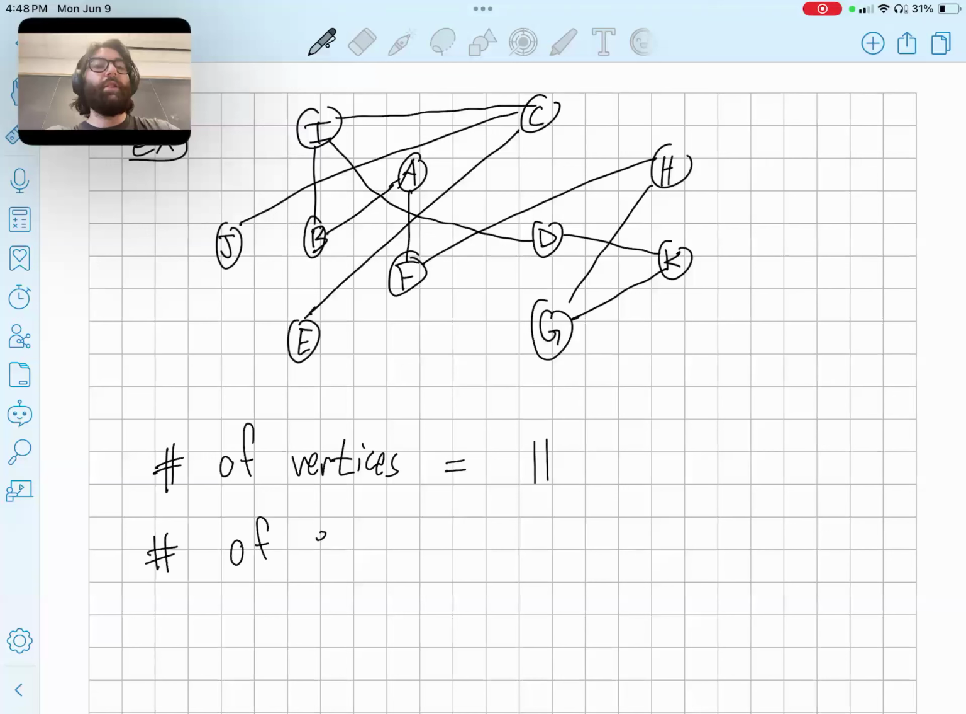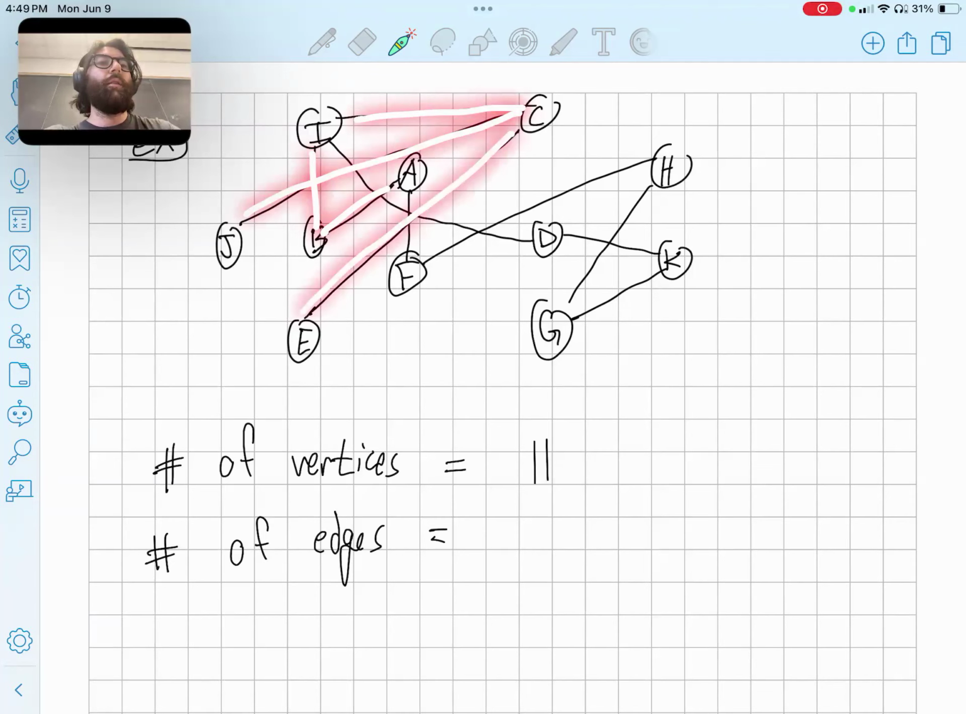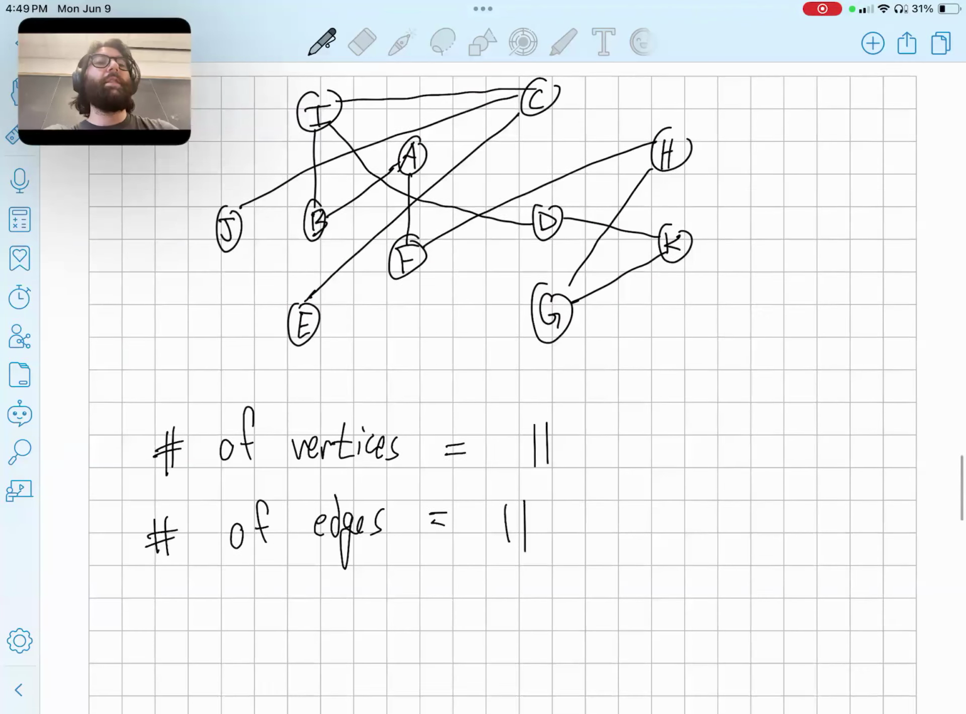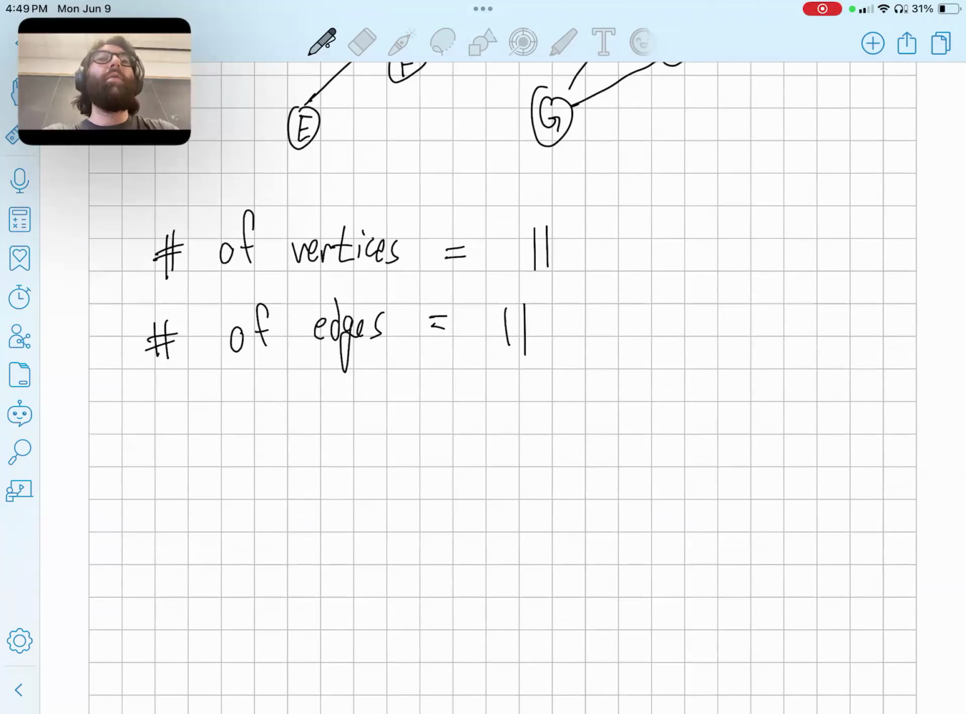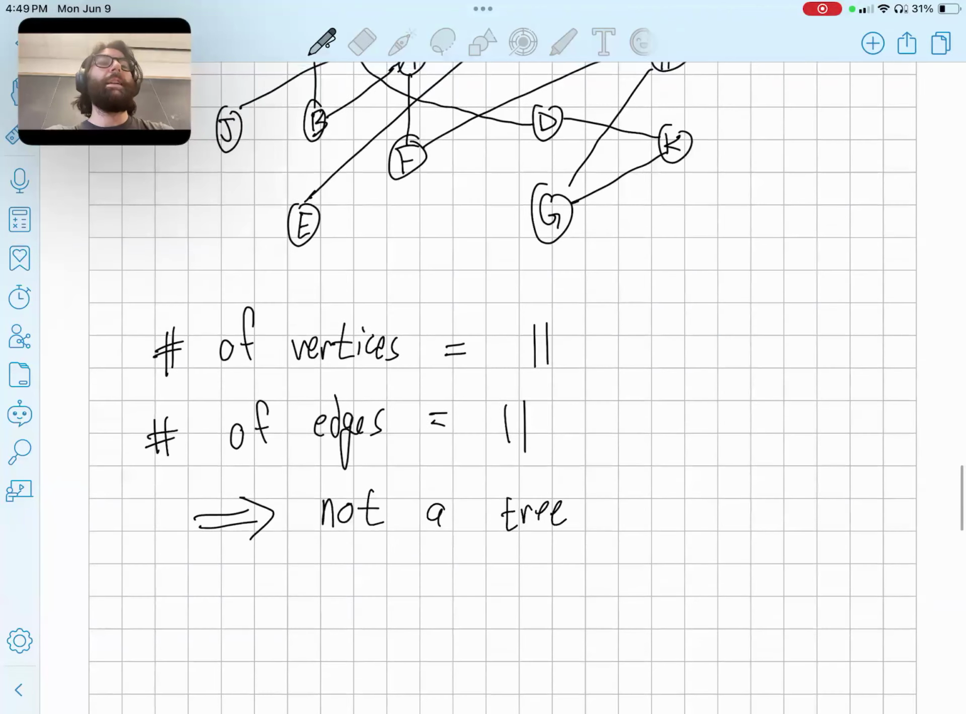And my number of edges is, well, let me count them. 1, 2, 3, 4, 5, 6, 7, 8, 9, 10, 11. I have 11 edges, which means I don't have one less edge than I do number of vertices. So that tells me that this is not a tree. I would have needed 10 edges.